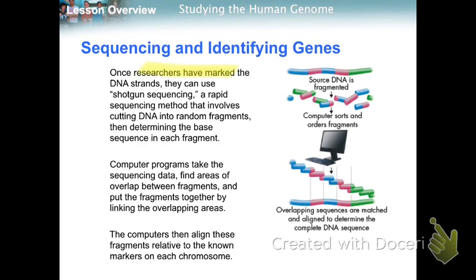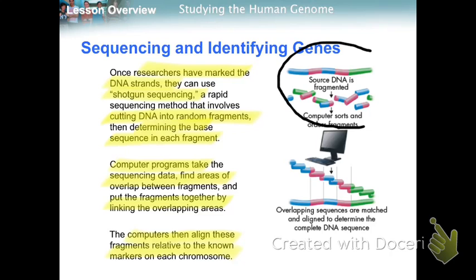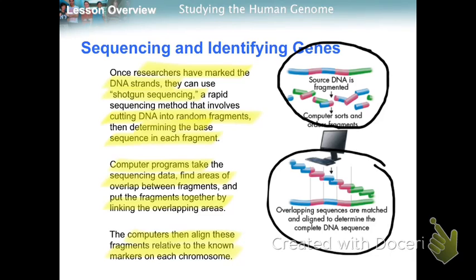Once researchers have marked the DNA strands, they can use what we call shotgun sequencing, a rapid sequencing method that involves cutting DNA into random fragments, determining the sequence in each fragment, and then computer programs take the sequencing data, find areas of overlap, and then piece everything together by linking the overlapping areas. Computers align these fragments relative to the known markers on each chromosome. So what you see here on the right-hand side is what I'm describing. DNA is broken into pieces, the computer sorts and orders it, the overlapping sequences are matched and aligned to determine the DNA sequence.